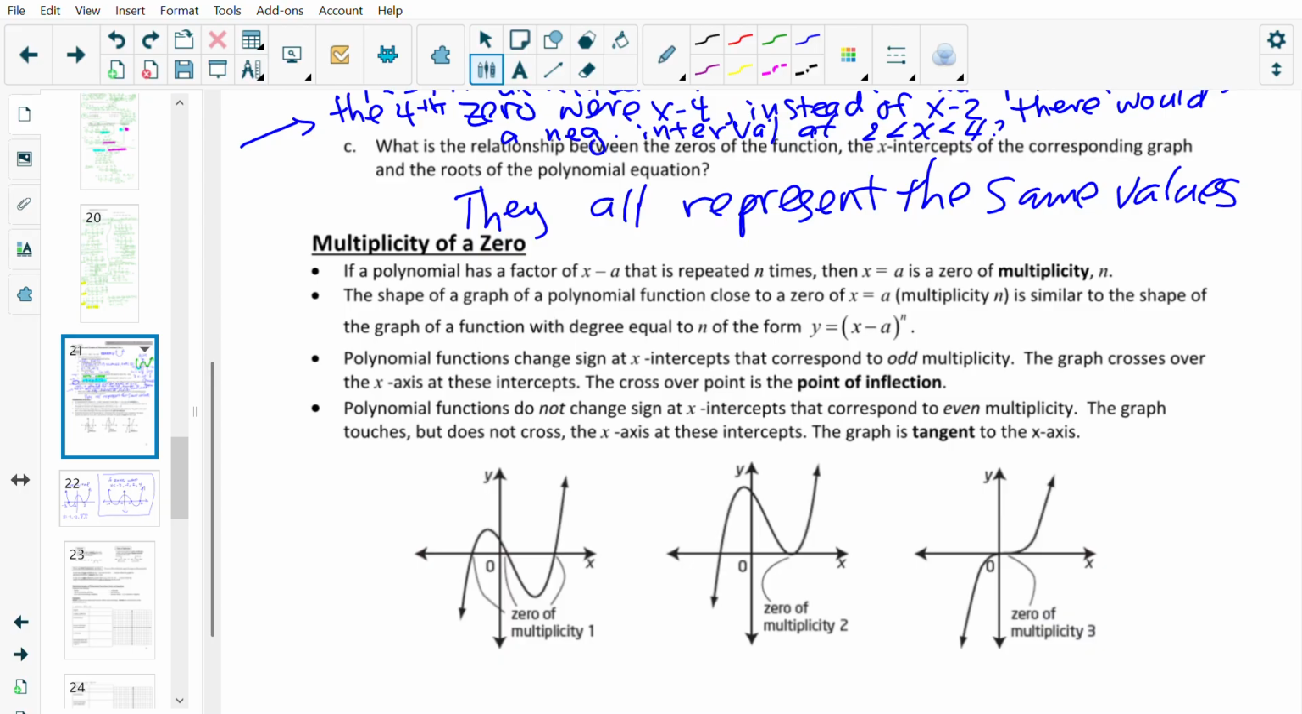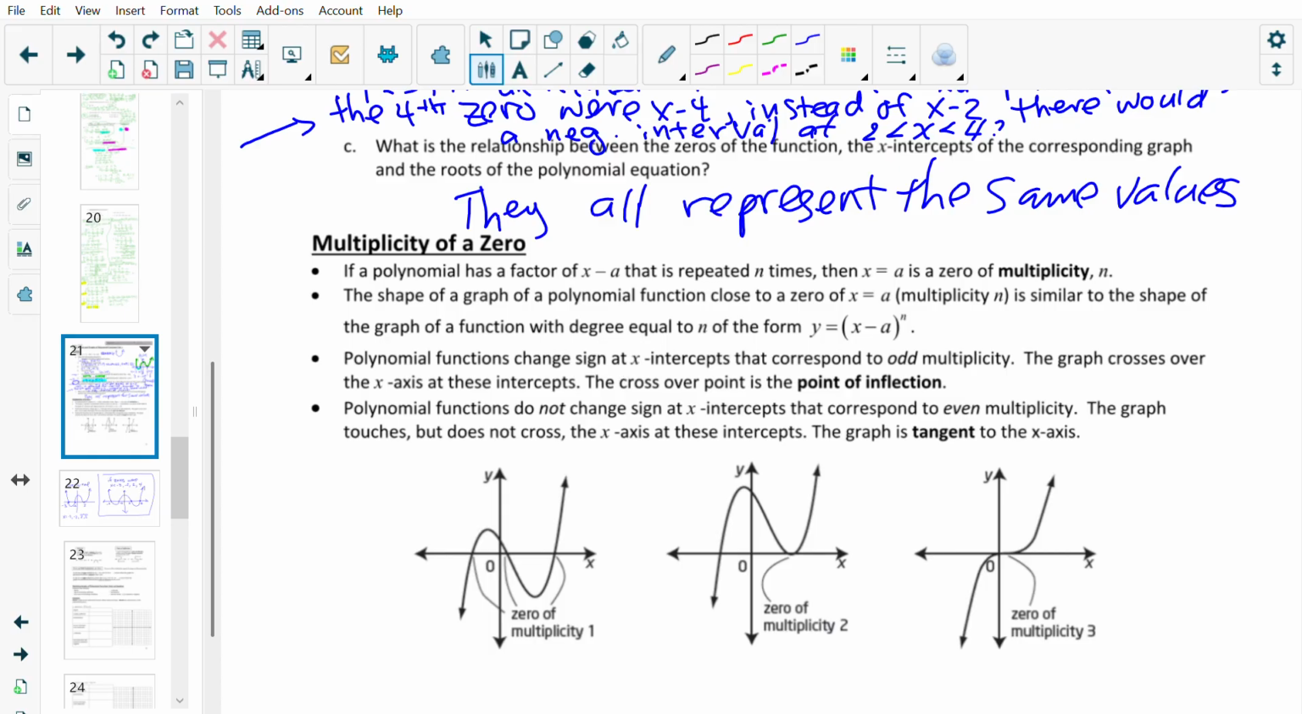All right, here's this concept of multiplicity. If a polynomial has a factor of x minus a that is repeated n times, then x equals a is a zero of multiplicity n. The shape of a graph of a polynomial function close to a zero of x equals a, so the multiplicity of n, is similar to the shape of the graph of a function with degree equal to n of the form y equals x minus a to the n.